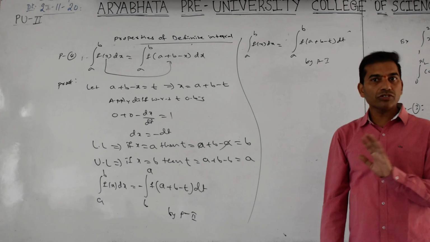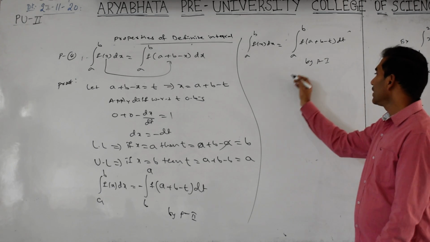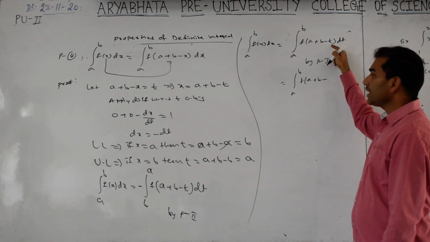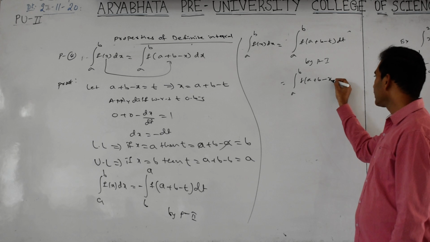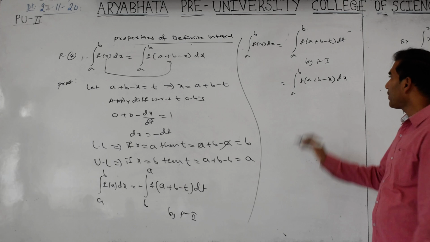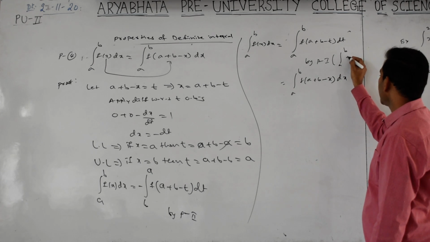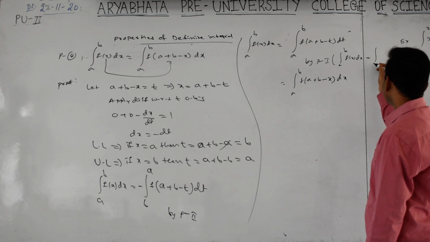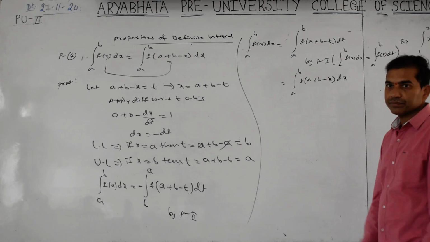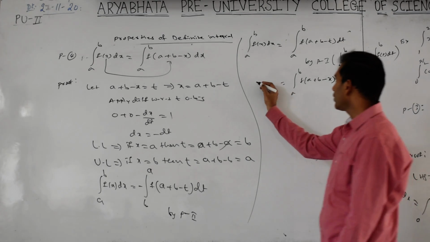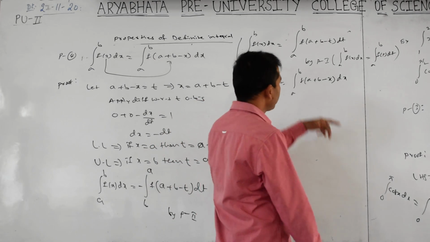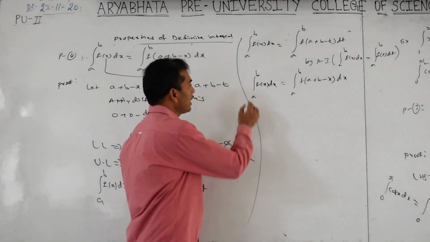If you change the variable, there is no change. Tell me, integration of a to b f of a plus b, t replaced by x dx. This is by property 1. What's property 1? Integration of a to b f of x dx equal to integration of a to b f of t dt. Change the variable. Okay. Now integration of a to b f of x dx equal to integration of a to b f of a plus b minus x dx.